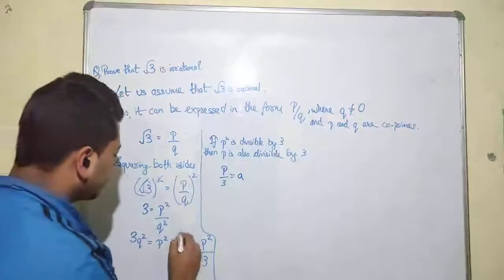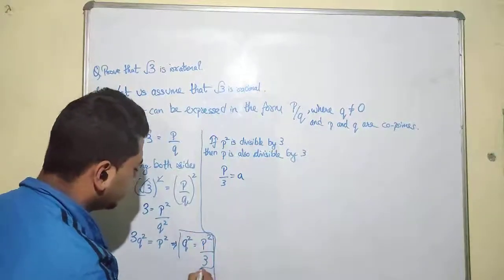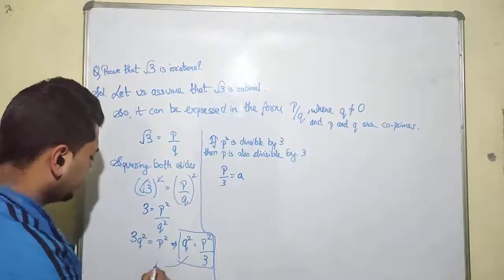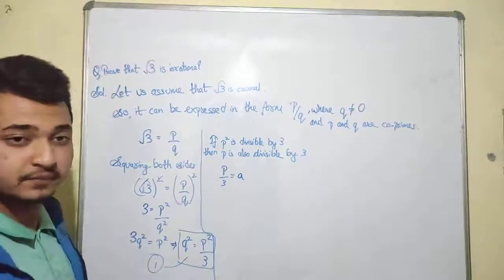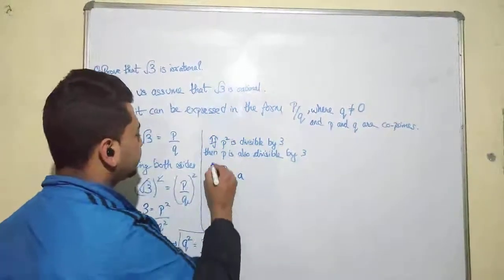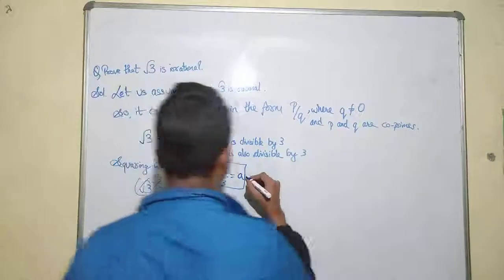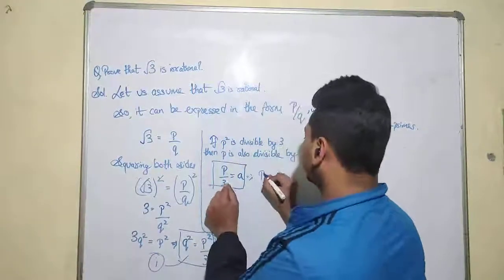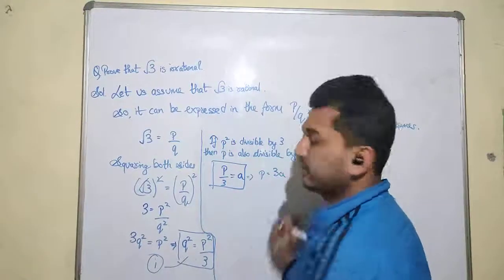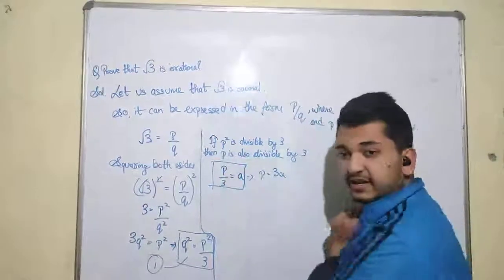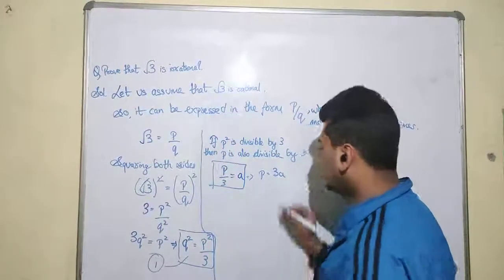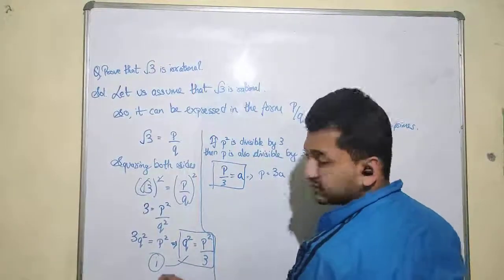So we will keep this as our equation 1, okay. So now we can write p is equal to 3a. Right, we can write p is equal to 3a here. Right. So now we'll substitute this p in equation 1.